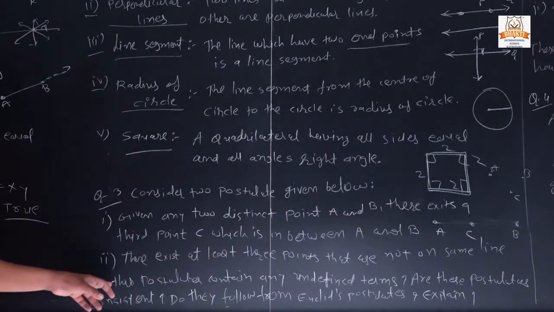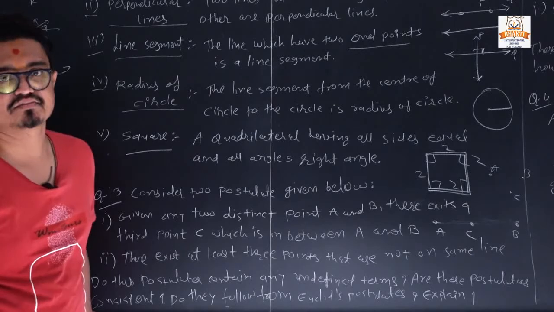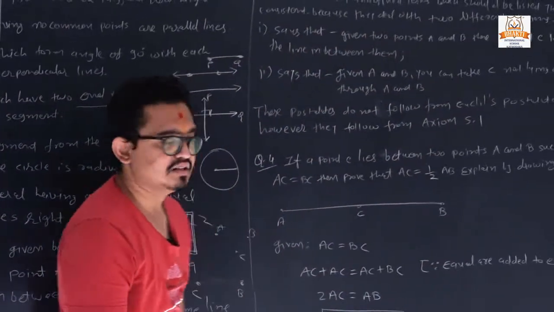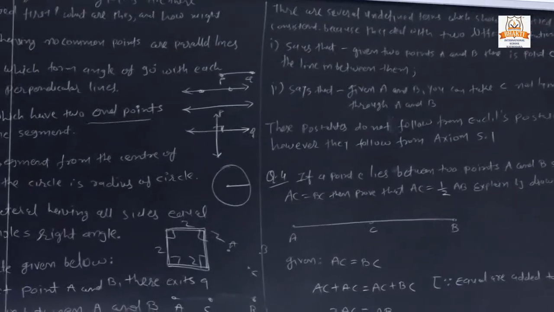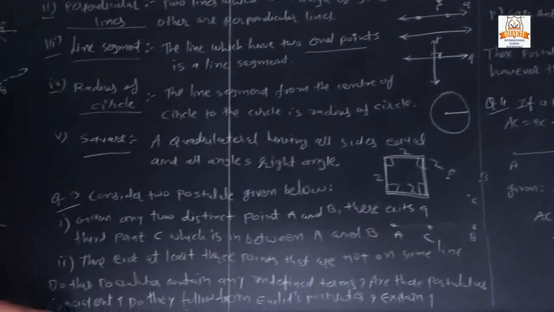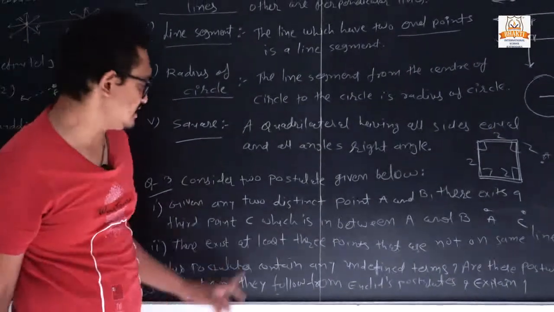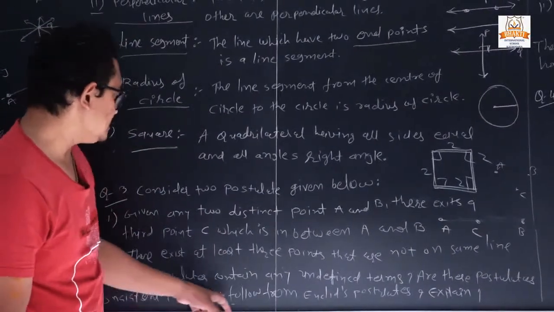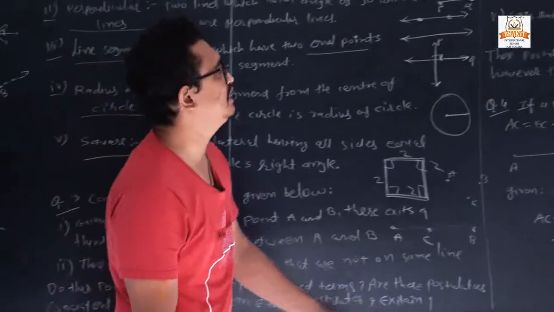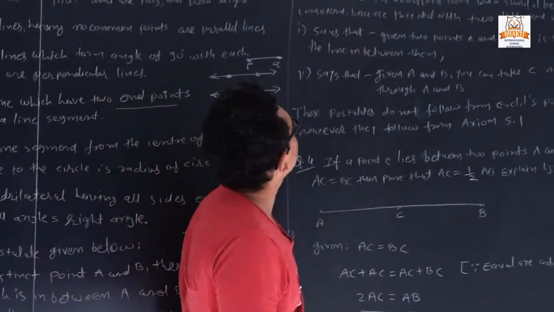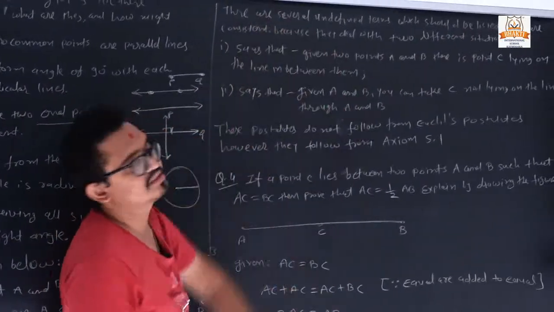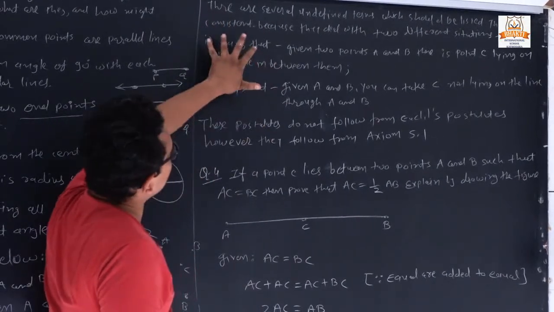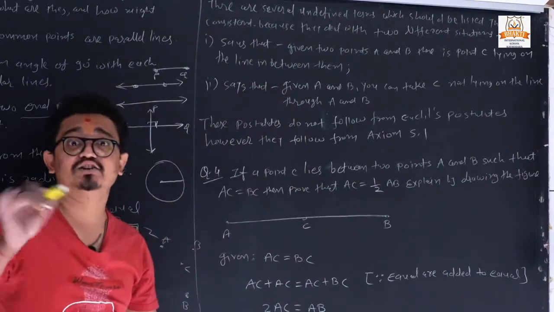Do these postulates contain any undefined terms? Yes, there are several undefined terms. And second, are these postulates consistent, meaning are they related to each other? These two postulates are related to each other. And last, do they follow Euclid's postulates? The answer is like that. There are several undefined terms which should be listed below, and they are consistent, they are related to each other.